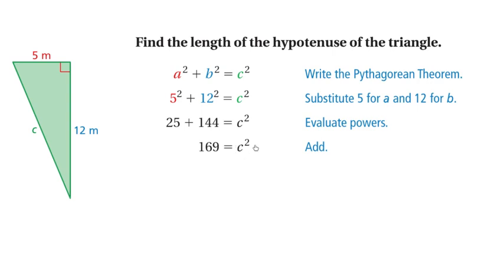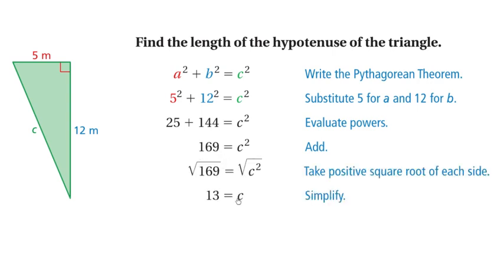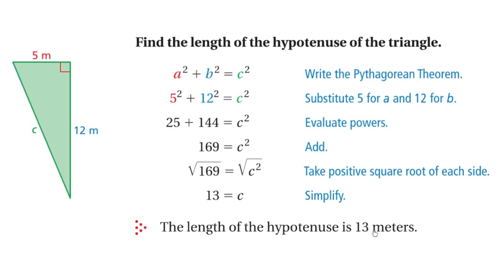How do I get c all by itself? Meaning, how do I get rid of the square? What's the opposite of square? Square root. I'm going to take the square root of both sides. Remember, when you take the square root of a square, the exponent cancels out, leaving you with just c. Now think, what's the square root of 169? What number times itself will give you 169? And when we do that, you know that it is 13. Therefore, the length of the hypotenuse is 13 meters.